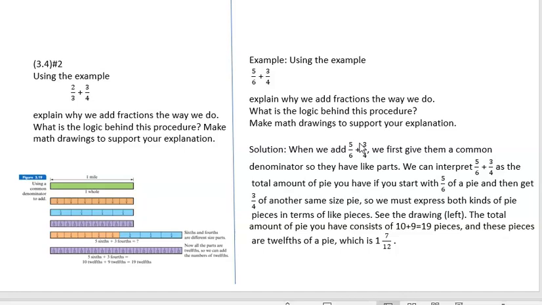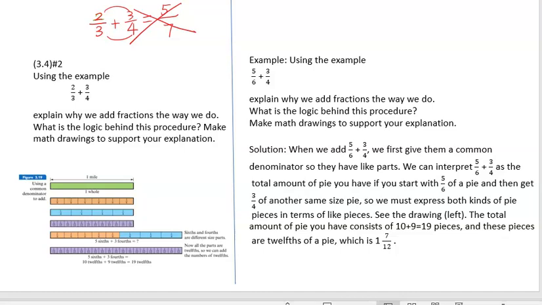Again, a common mistake your future students may make, which a lot of students in my algebra class, not a lot, but we always have a few students, would try to add straight across, say 2 plus 3 is 5, and 3 plus 4 is 7, which is totally wrong. So we need to explain to them why this is incorrect, and also tell them how to solve the problem correctly. Okay, so we're going to look at the example of how to add 5/6 and 3/4.